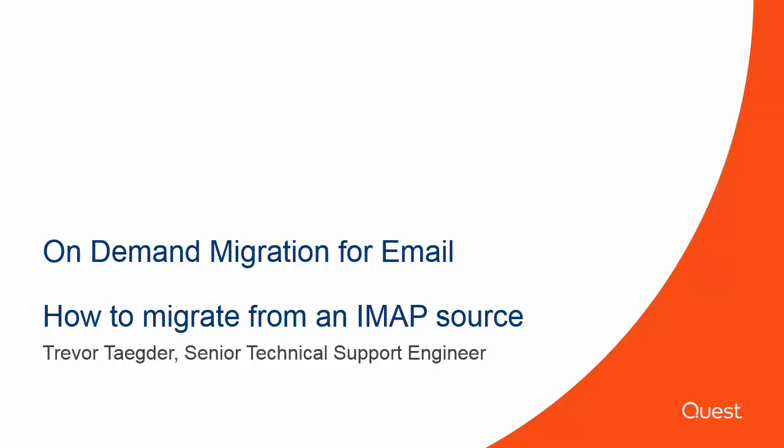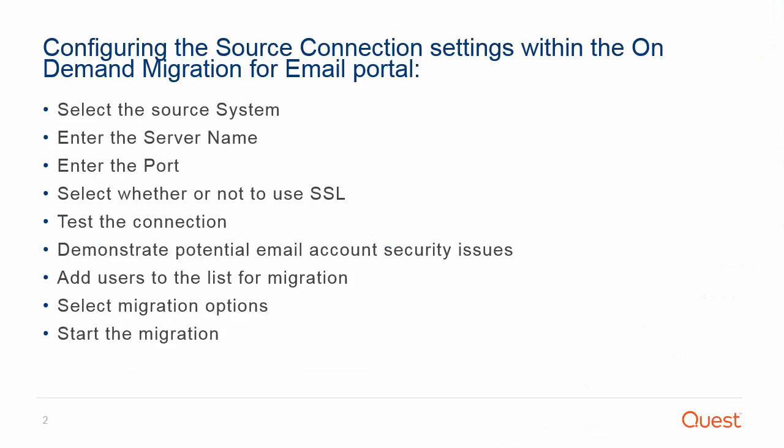I'm going to demonstrate how to migrate from an IMAP source with on-demand migration for email. Configuring the source connection settings within the on-demand migration for email portal. In this video, I will select the source system, enter the server name, enter the port, select whether or not to use SSL, test the connection, demonstrate potential email account security issues, add users to the list for migration, select migration options, and start the migration.